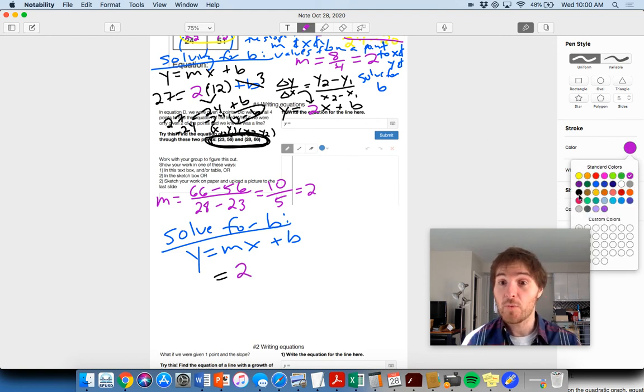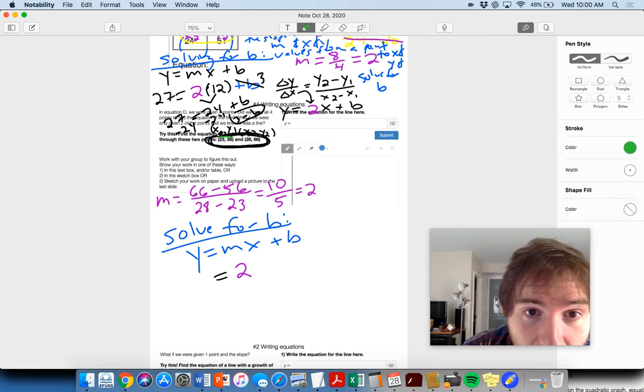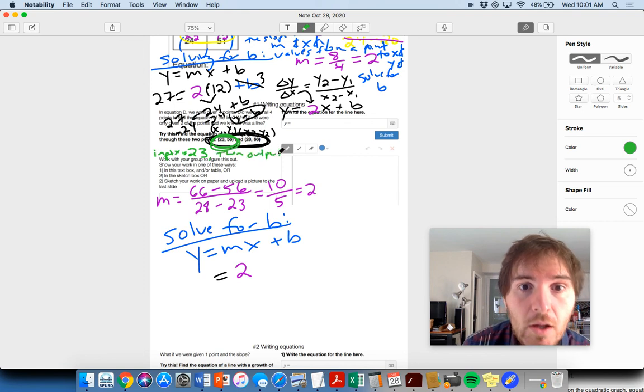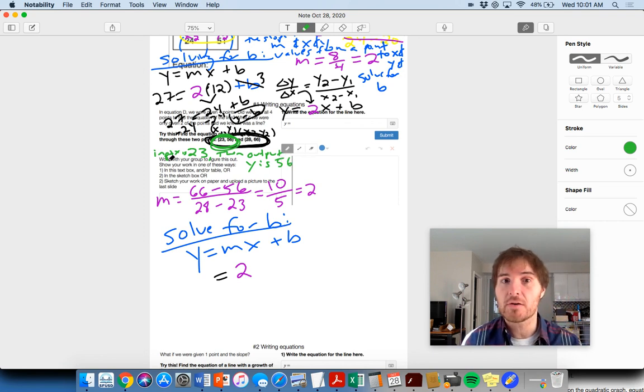What can I replace X with? What can I replace Y with? I can replace X and Y with this information right here, okay? Because here we know when the input X is 23, then the output Y is 56. We know that that's going to be true of our equation, okay? When an input of X is 23, the output of Y is going to be 56. So we can just substitute those values in right here. So just take the 2 points, plug them into the equation. That's really all you have to worry about here.